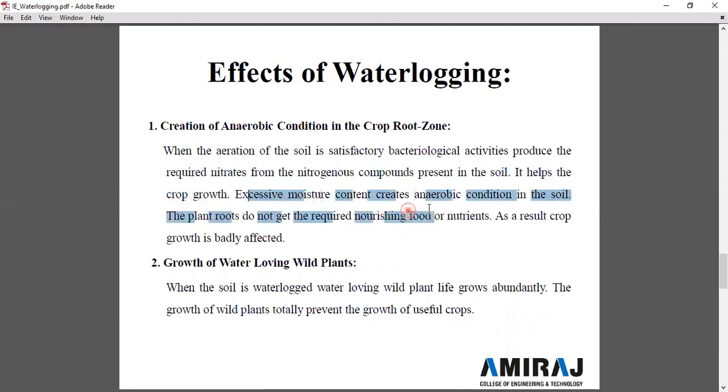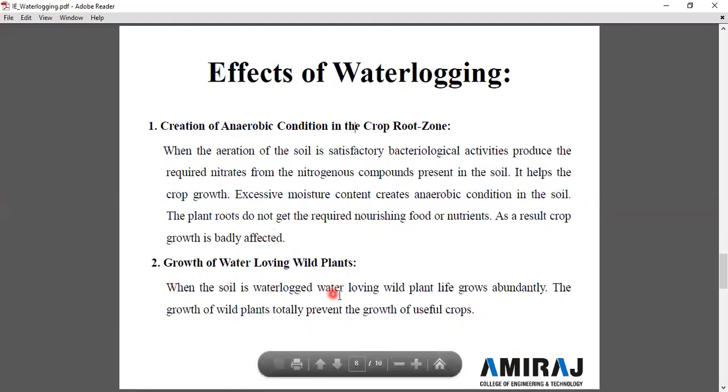Excessive moisture content creates anaerobic condition in the soil. The plant roots do not get the required nourishing food or nutrients. As a result, crop growth is badly affected. Due to the creation of anaerobic condition, the roots of the crop don't get a proper amount of nitrogen and nutrients from the soil. So it will reduce the crop yield as well as the crop growth.